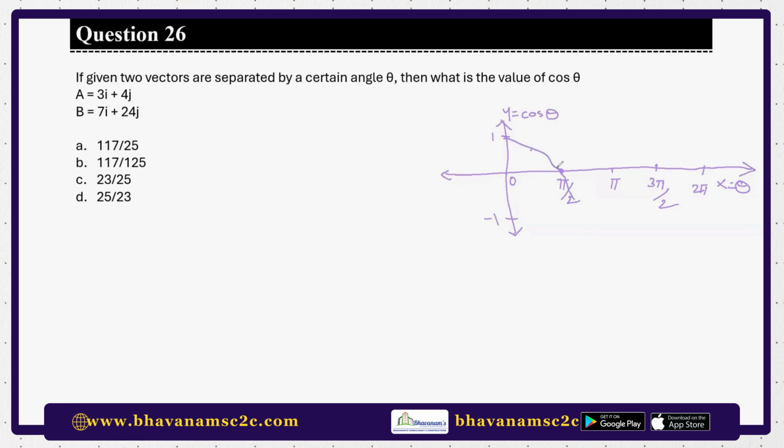And for cos 180, it is minus 1. And for cos 3π/2, it goes to 0. And for cos 2π, it is 1 again. And the cos curve keeps on repeating.